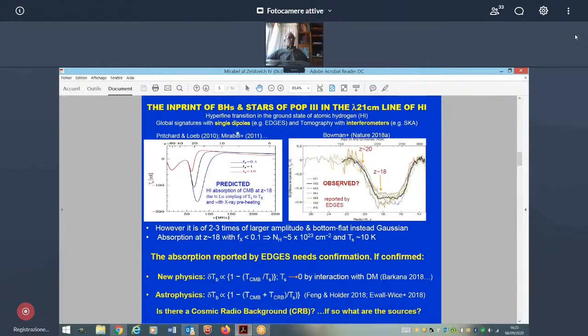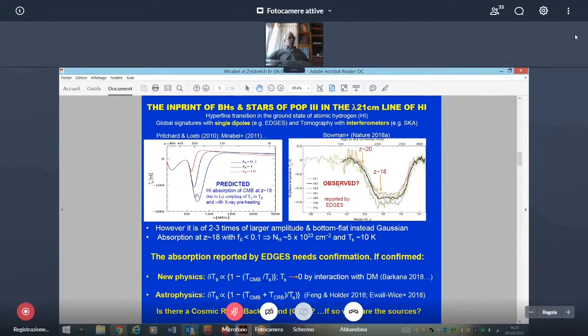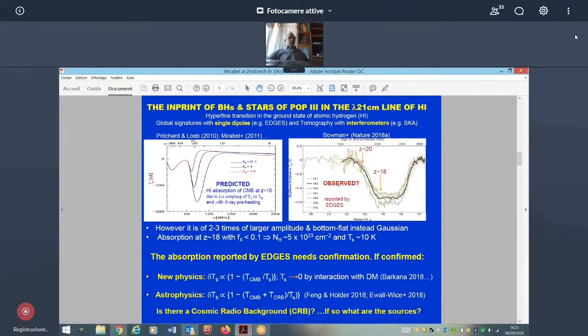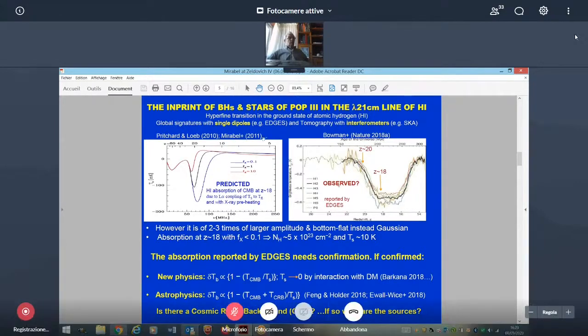And in 2011, here you see the prediction that was published in our paper and was computed by Pritchard in this collaboration.